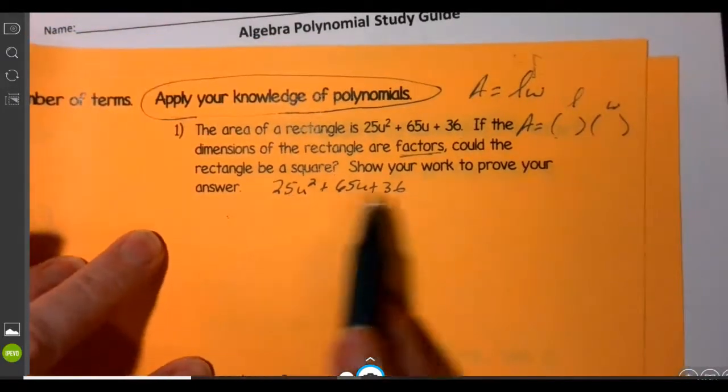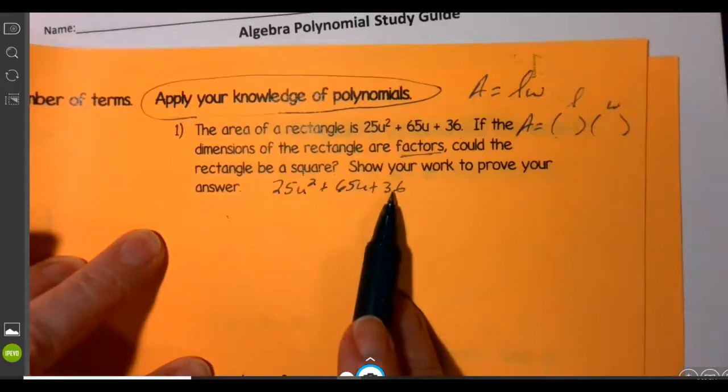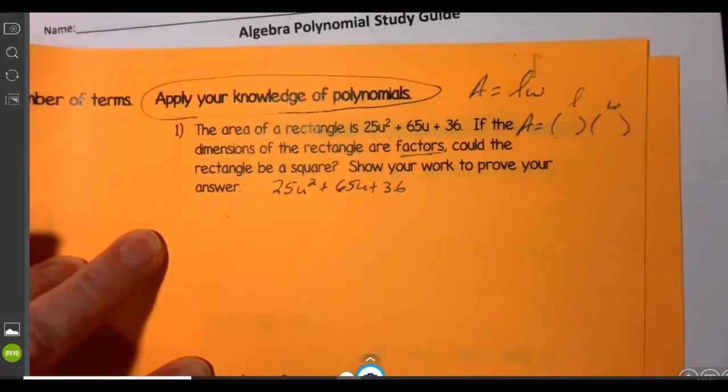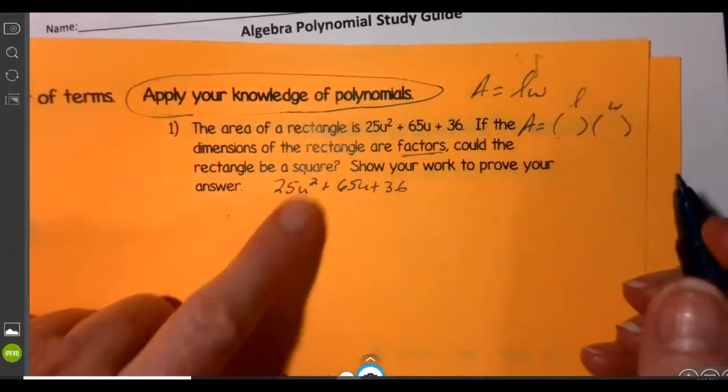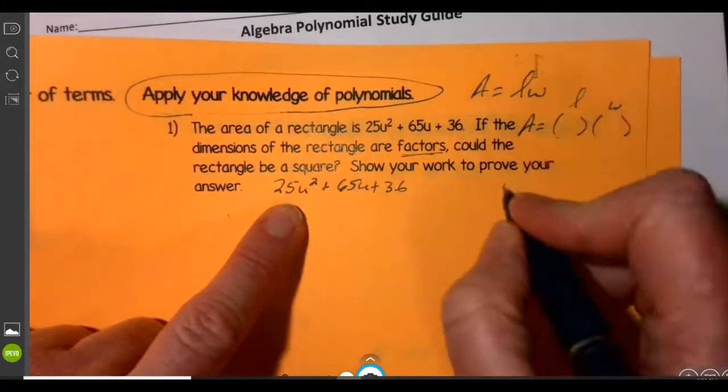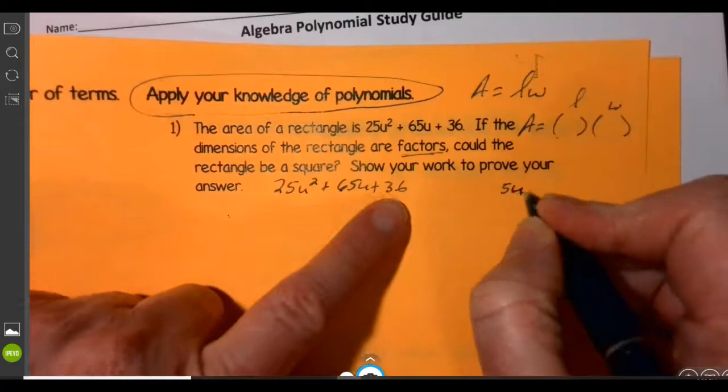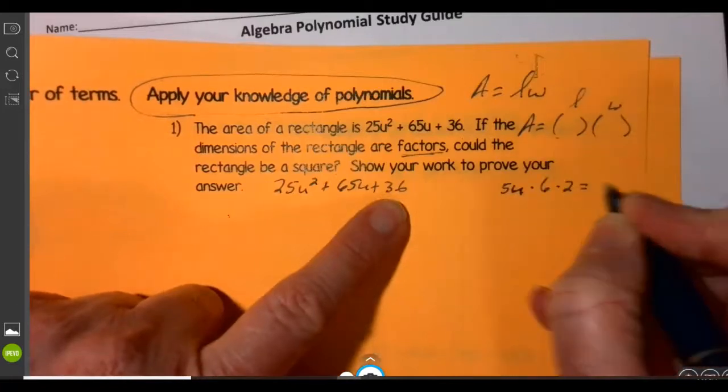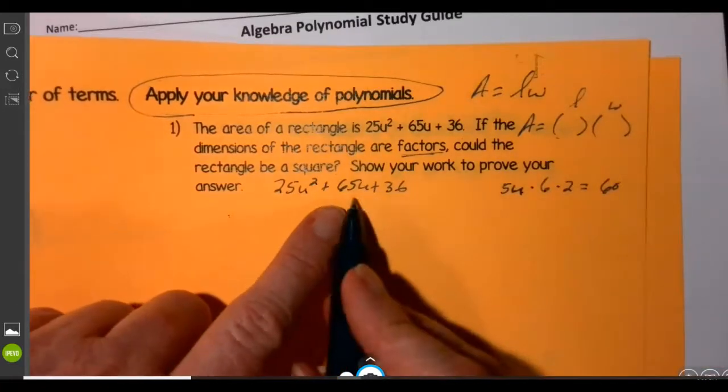25u squared is a perfect square. 36 is a perfect square. So that part fits, and this is a plus sign. So now I'm going to see if we get that middle term. I take the square root of the first, 5u, times the square root of the last, 6, times 2. That gives me 60. I have 65.